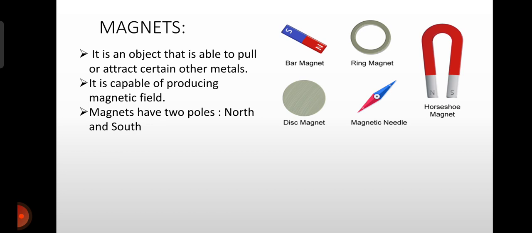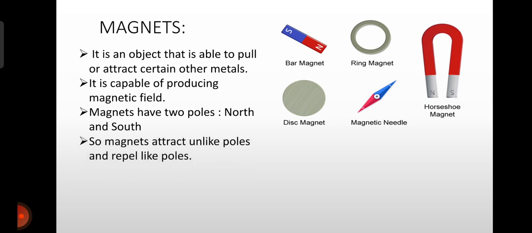Magnets have two poles, that is north and the south. In the bar magnet and the horseshoe magnet, you can clearly see that N and S signs are marked, which indicates that it is the north pole and the south pole. So the magnets attract unlike poles and repel like poles.